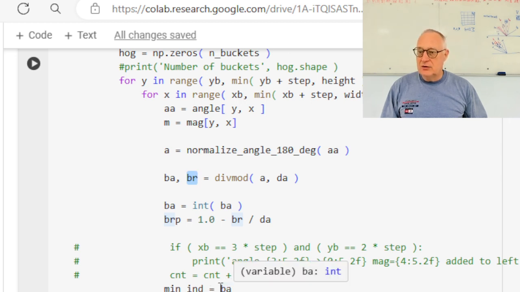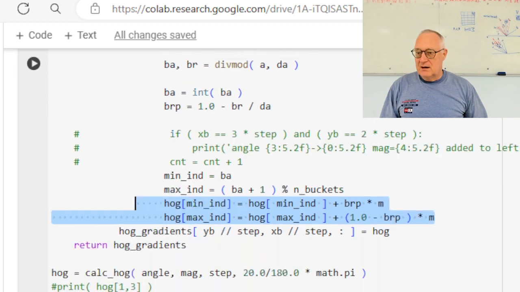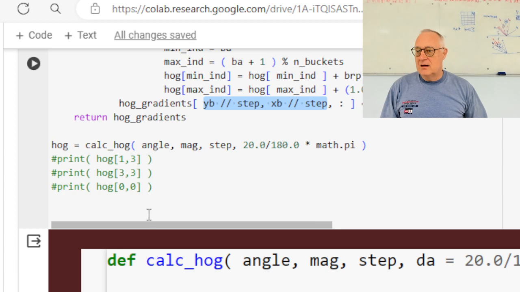And then I need to figure out where those two buckets are, taking into consideration that if we are at bucket 8, then we wrap around to bucket 0, right? From past 180 degrees, we wrap around to 0 degrees again. And then these are the contributions that I add. And then I set that for each one for the gradients image here. I can calculate it, then I can print out a couple of them.